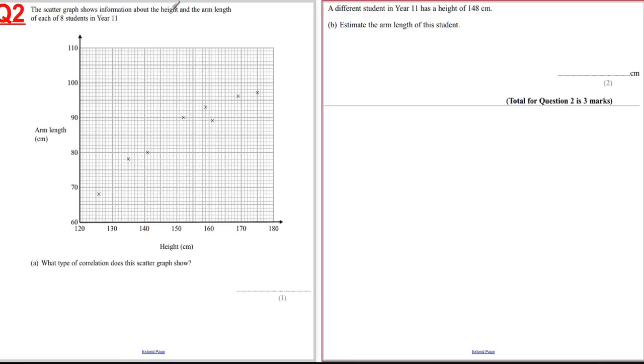Okay, this scatter graph shows the information about the height and arm length of each of 8 students in year 11. What type of correlation is it? As the height goes up, the arm length goes up, so you state positive.